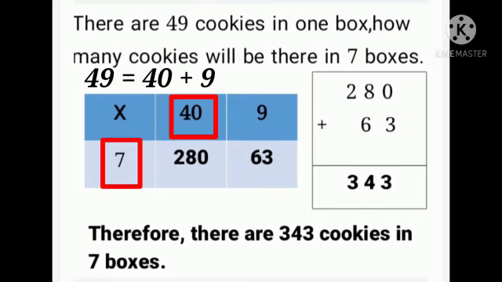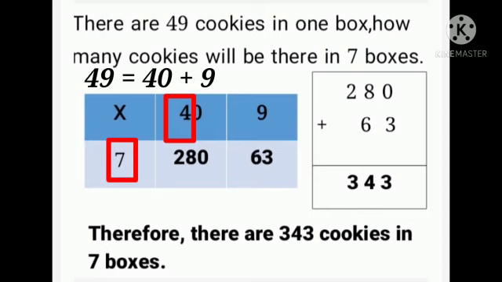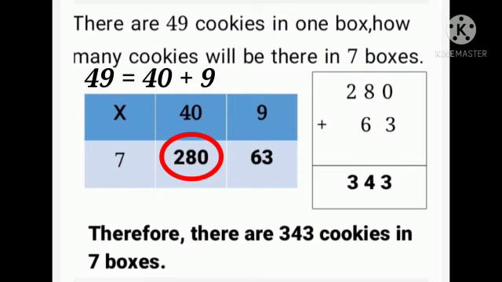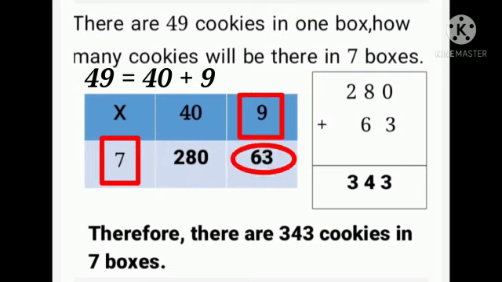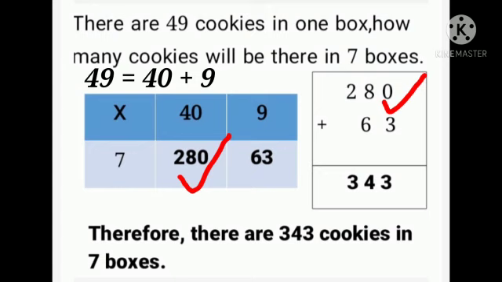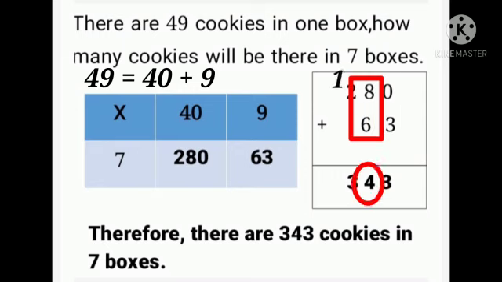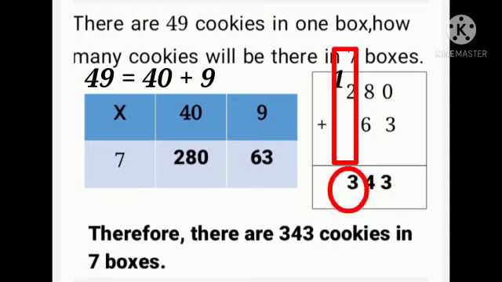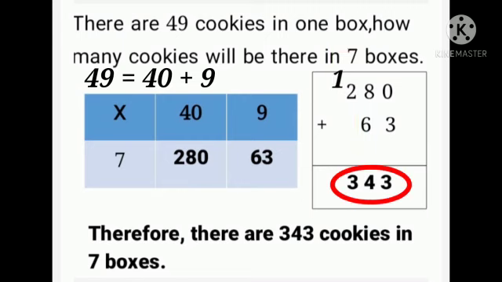So 7 multiplied by 40. First we will write down 1 0 of 40. Remaining numbers are 7 and 4. So 7 4s are 28. Answer is 280. 7 9s are 63. Now let's arrange them for addition. 280 plus 63. So 0 plus 3 is 3. 8 plus 6 is 14. 4 I will write below and 1 I will carry over. 2 plus 1 is 3. So answer is 343.